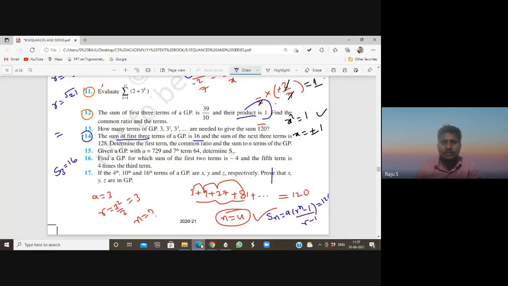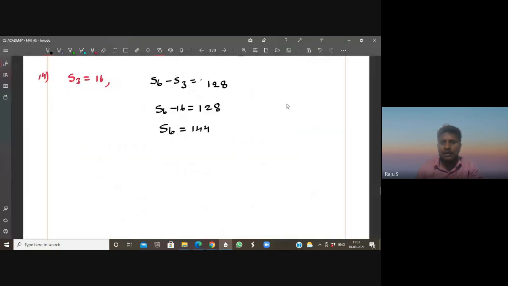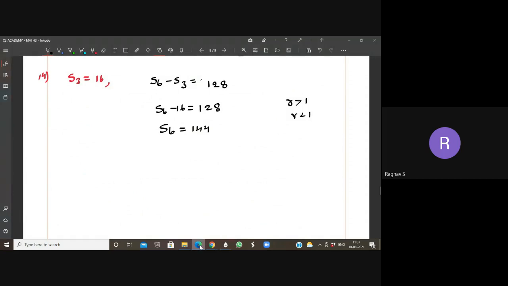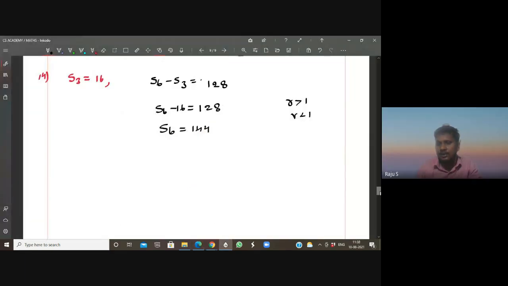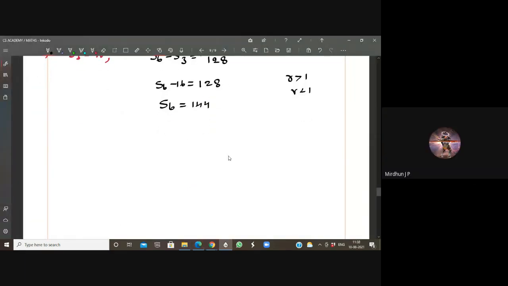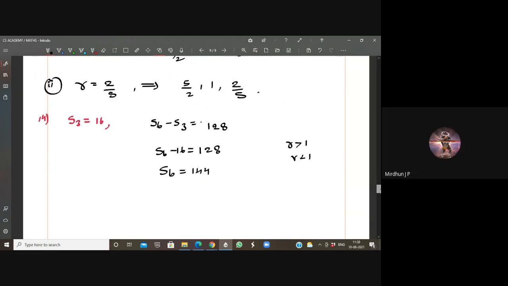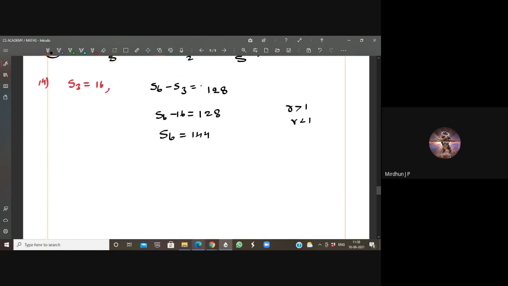Do you know whether R is greater than 1 or R is lesser than 1? R will be greater than 1 only, sir, because the S3 value is lesser than S6. Okay, you are saying that greater than 1 we can apply A by R, A, AR is equal to 16.